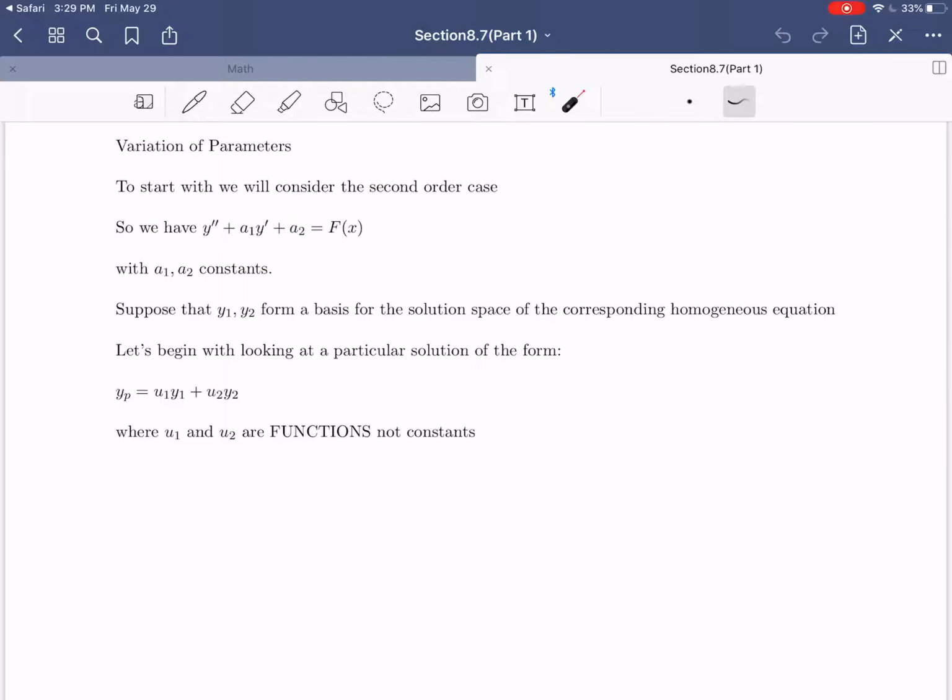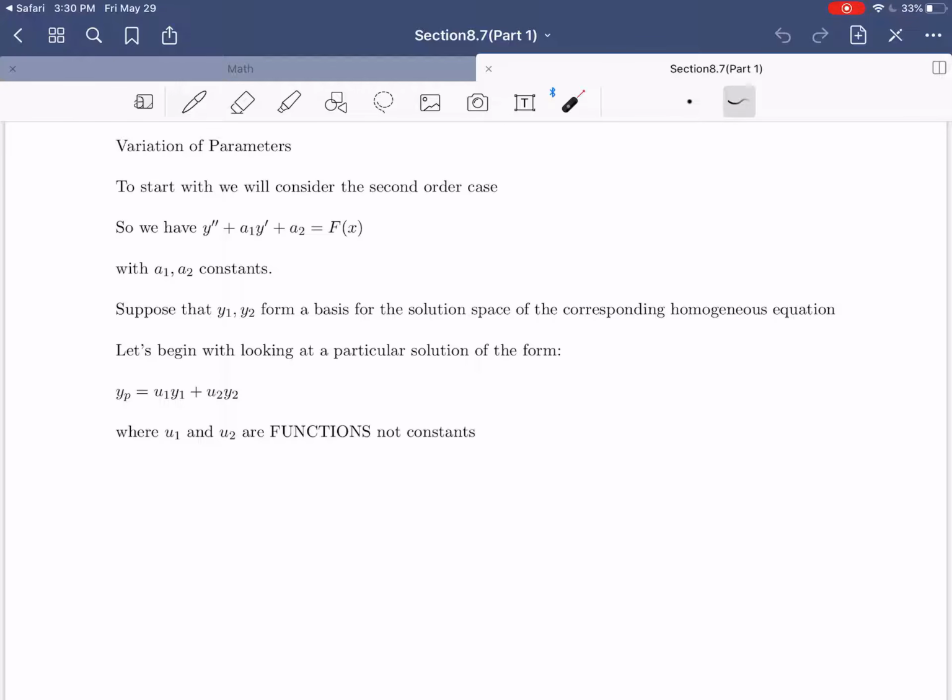We won't be able to do that if we restrict u1 and u2 to be constants, because then y sub p would just be a linear combination of y1 and y2, and that means y sub p would actually be a solution to the homogeneous equation. So constants won't work, but maybe functions will. So these u1 and u2 are actually going to be functions.